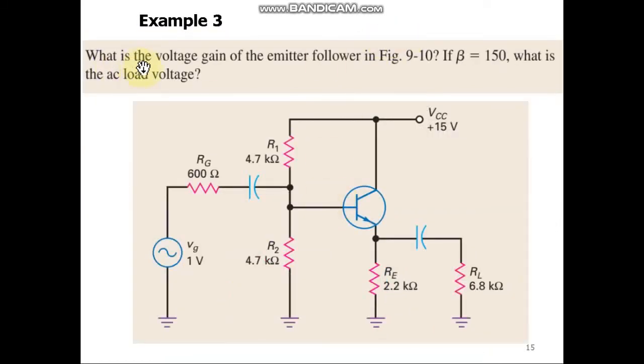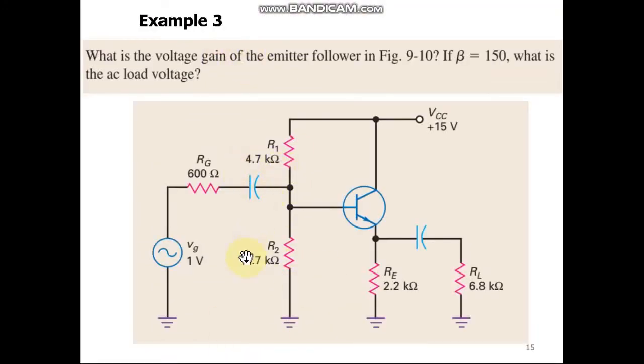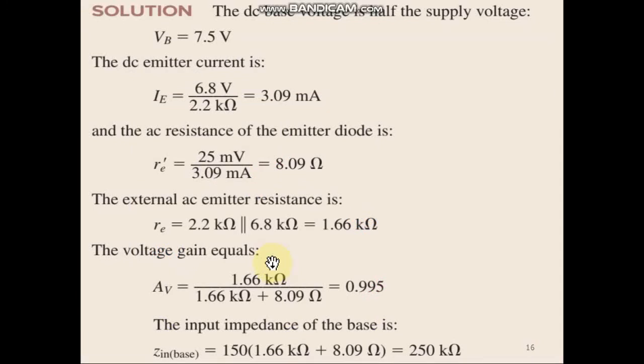The next example: what is the voltage gain of the emitter follower given in this figure? Beta consider 150. Also, what is the AC load voltage? So we want to find out the AC load voltage. The DC base voltage is half of the supply voltage, that is 7.5. You can consider the 4.7k, 4.7k parallel combination, so that will be half of the 15, so it will be 7.5. IE, you can calculate RE dash by the same method. Now RE is RE parallel RL, that is 1.66 kilo ohm.